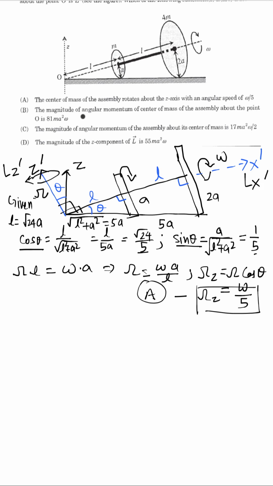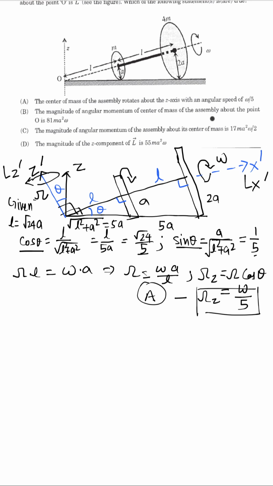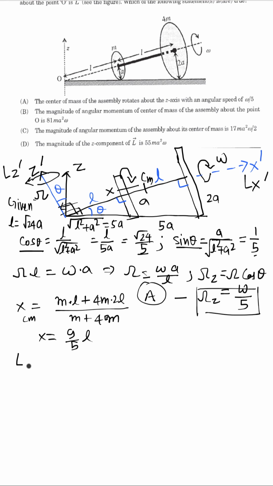Now let's compute the second part. Let's see if second is correct. Angular momentum of the center of mass around point O. Now let's compute the center of mass. Let's assume center of mass is here, and this is at a distance x from O. X is m into L plus 4m into 2L divided by m plus 4m. The angular momentum around O would be, because now we can take it like this, this point is a mass of 5m and this is at 9 by 5 L.